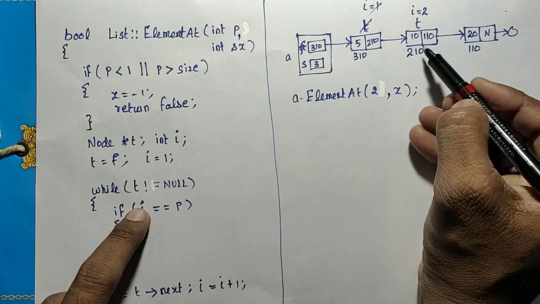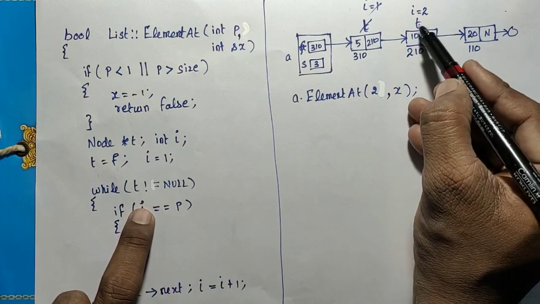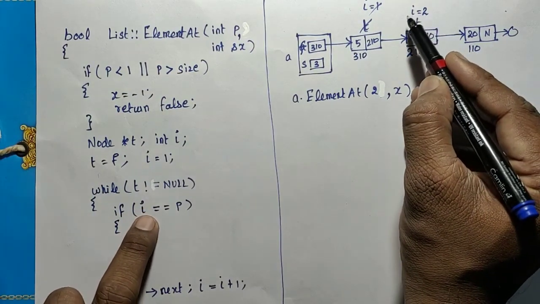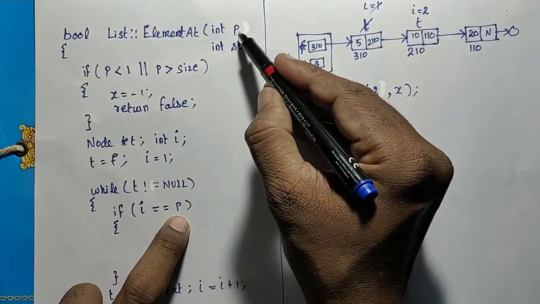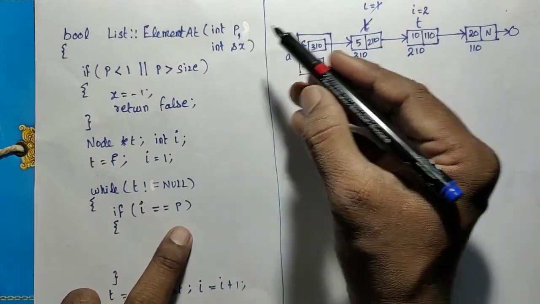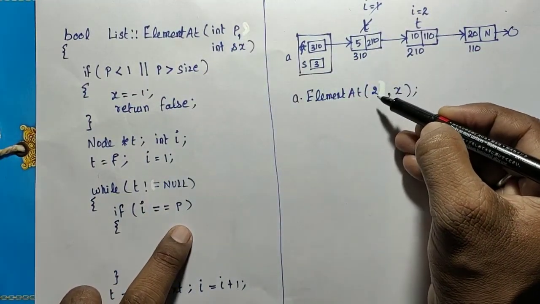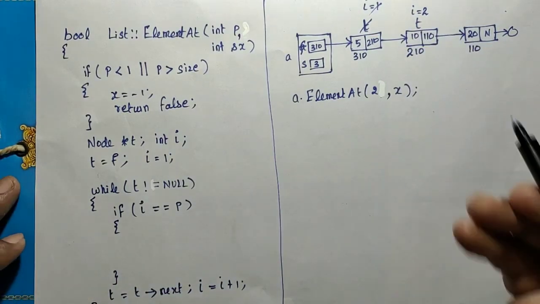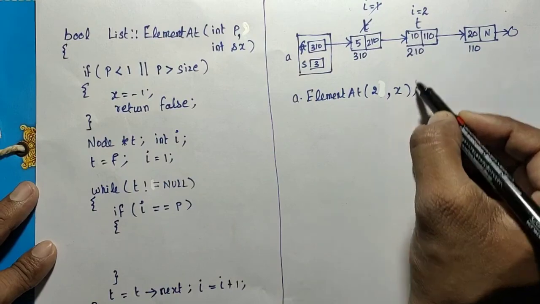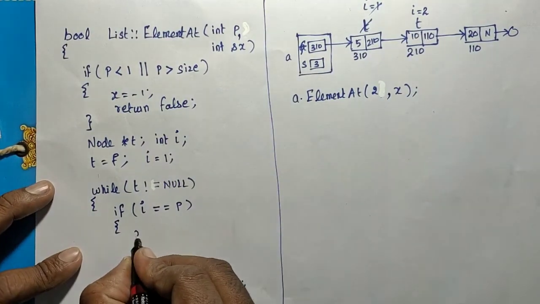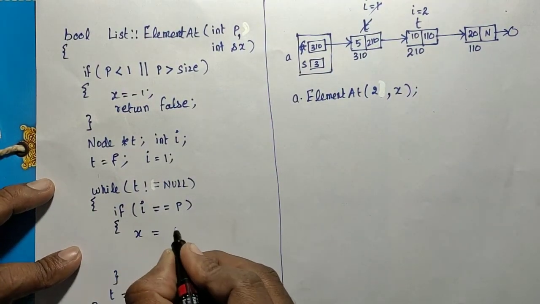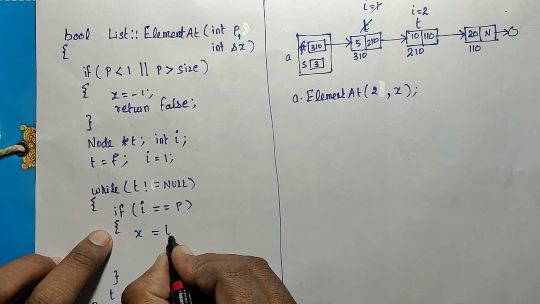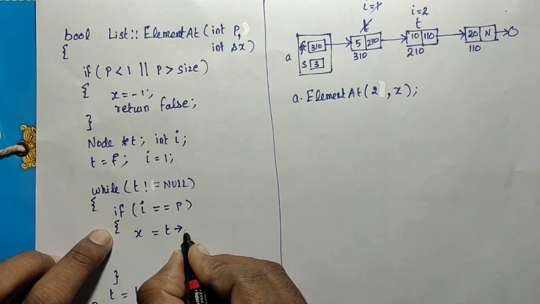So in the next iteration, t is not equal to null. Now we are checking that the t-th node is the second node. So the corresponding i is going to be compared with the position, so i equal to p. Our input is 2, so this is the node we want to return. Here the value in the data field has to be copied to x. So x, the output variable, has to be filled with t of data.